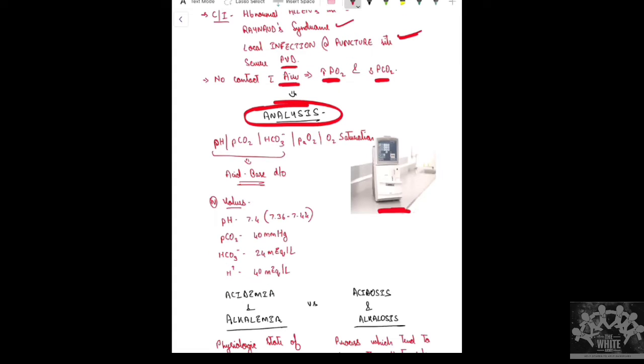So what is this machine capable of measuring? pH, PCO2, HCO3 minus, PaO2, and O2 saturation. Of these, HCO3 minus and O2 saturation are calculated by the machine itself using certain complex formulas. So these are indirect values. This might be an MCQ for you guys. These are indirect values measured by the ABG. But pH, PCO2, and PaO2 are measured directly.